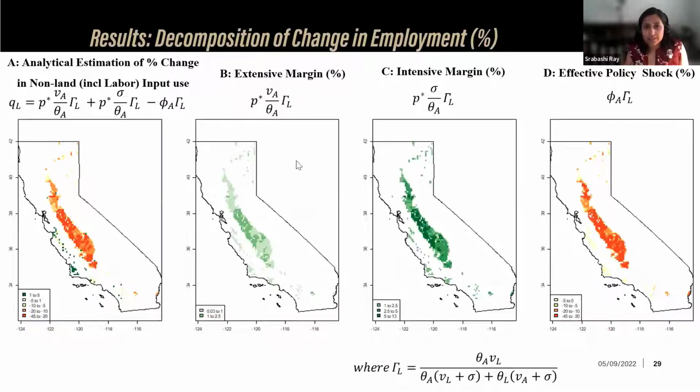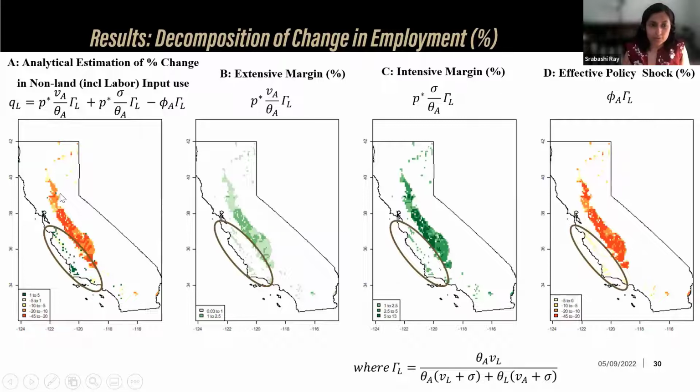I'll skip that and I'll just talk about disaggregating the changes in employment using the theoretical framework that I described before. So on the left, the first graph is the change in employment from the model results. Using this equation, we can disaggregate that into the changes in the extensive margin, intensive margin, and the policy shock. As you can see, some of the grids that are directly targeted actually see an increase in employment.